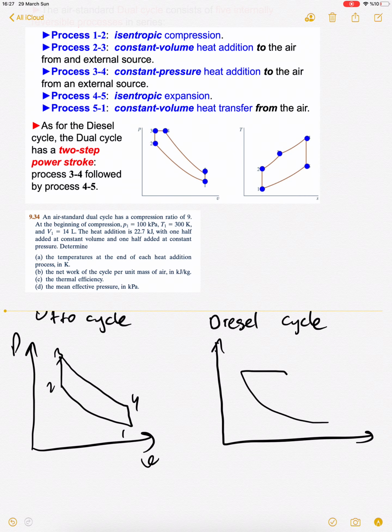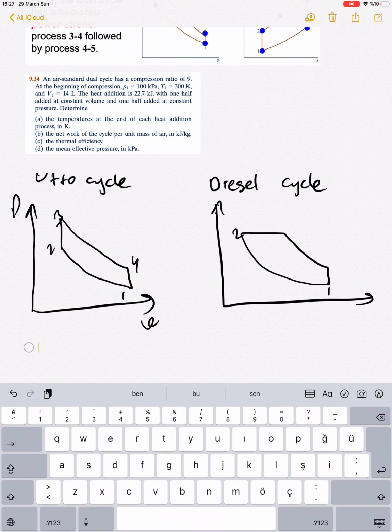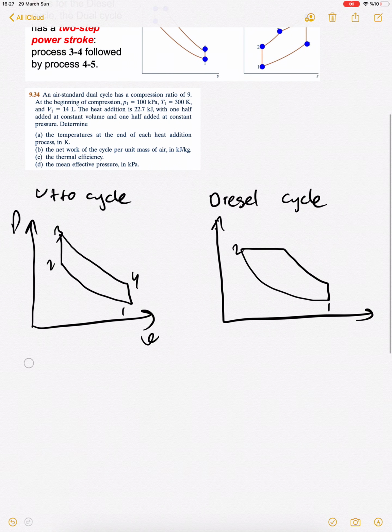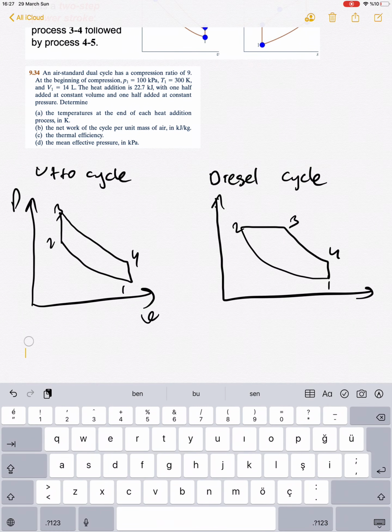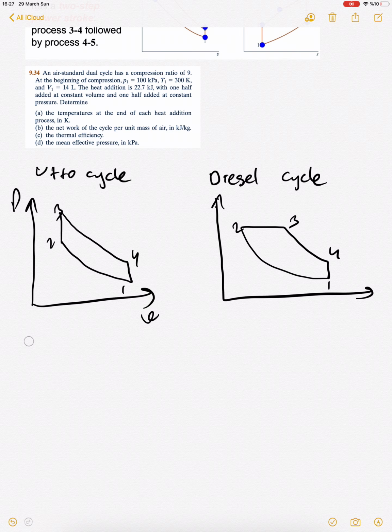In diesel cycle, heat addition occurs at constant pressure. You see here, three and four. In reality, in actual engines, heat addition occurs neither at constant volume nor constant pressure, but both.